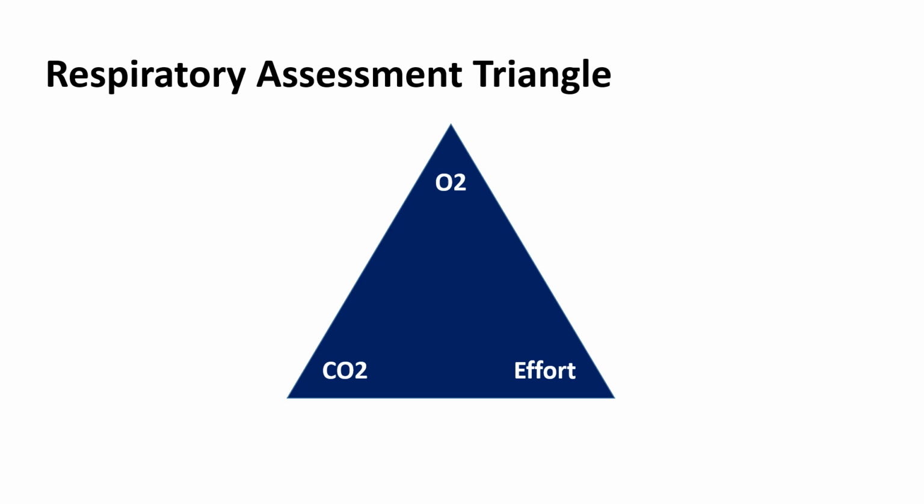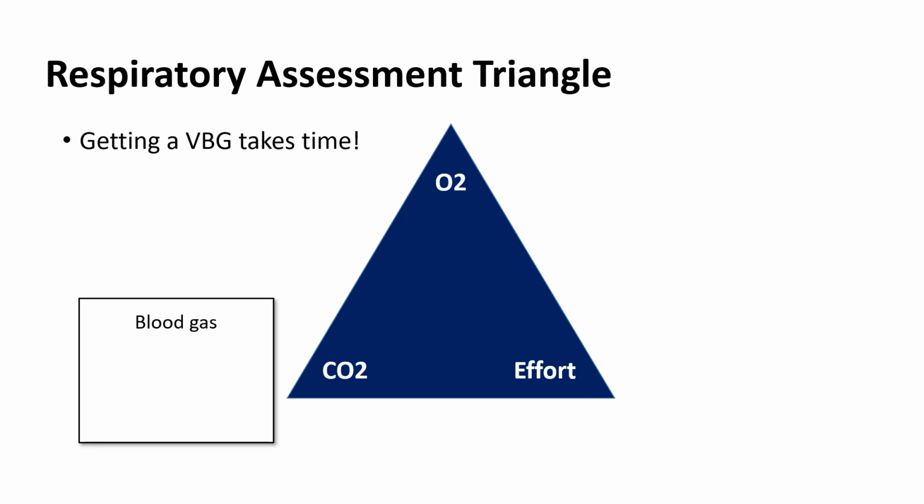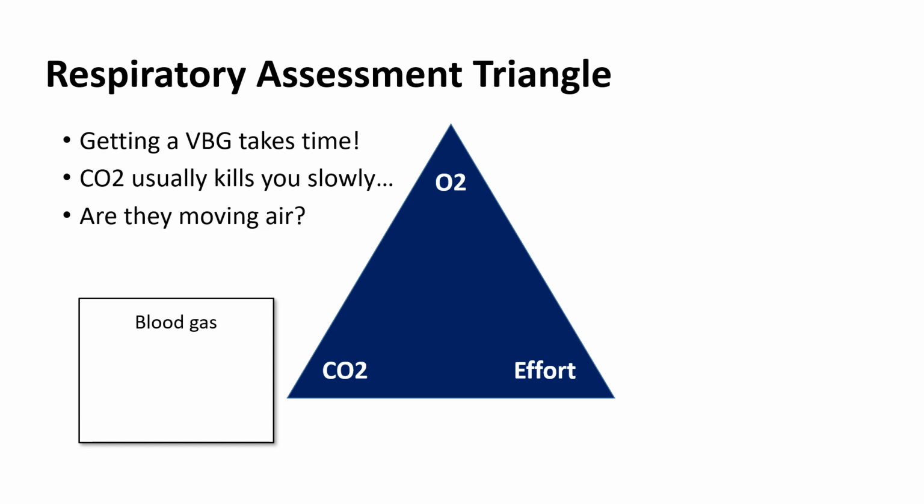Ventilation is the next thing that we need to assess. How do you do that? Well, most people do it with a blood gas because you can directly measure the amount of CO2 in the blood, and that's probably the most accurate way to do this. But getting a VBG does take time. For the most part, that's probably okay because an accumulation of CO2 usually kills you slowly, but you should be able to figure this out by just looking at the patient.